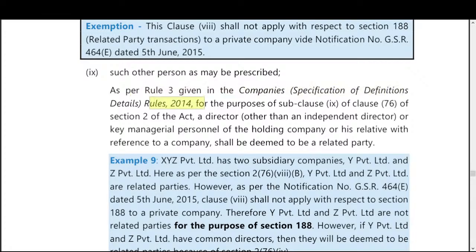As per Rule 3 given in the Companies (Specification of Definitions Details) Rules 2014, for the purpose of sub-clause 9 of clause 76 of section 2 of the Act, a director other than an independent director or key managerial personnel of the holding company or a relative with reference to a company shall be deemed to be a related party.